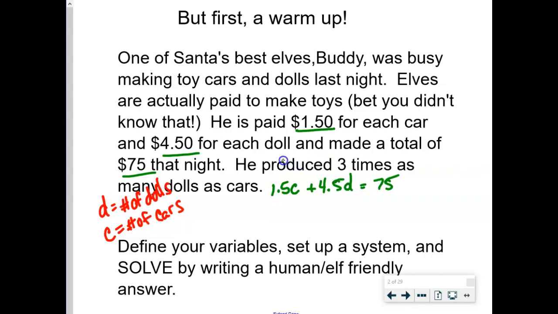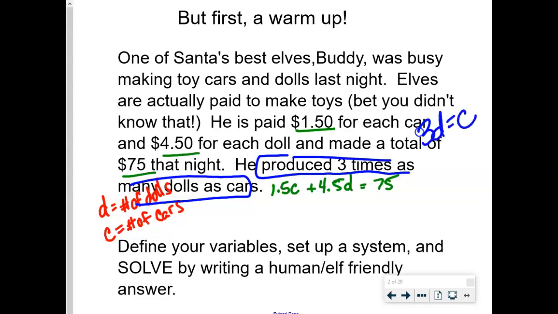This is the equation I'm worried about. He produced 3 times as many dolls as cars. So for most kids, when they look at that, they're just used to directly translating their algebra, and they write this: 3D equals C. And that's really, really wrong. Because when you set up an equation, you need your equation to be balanced. So interpreting that statement, he produces 3 times as many dolls as cars. What does he produce more of, dolls or cars? Dolls.